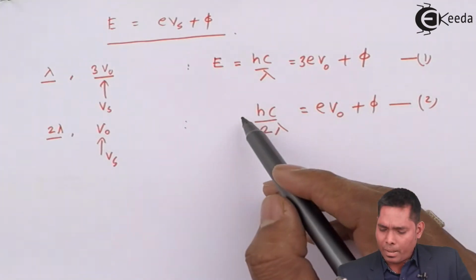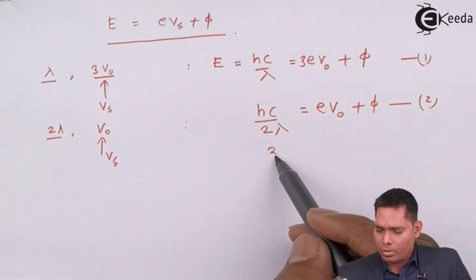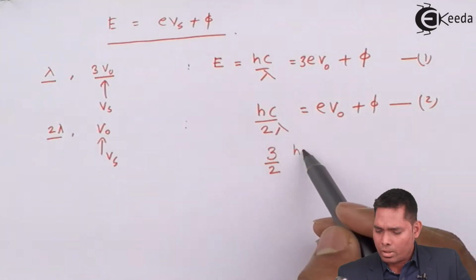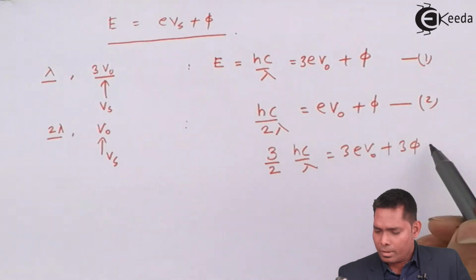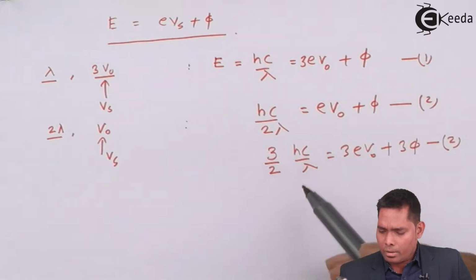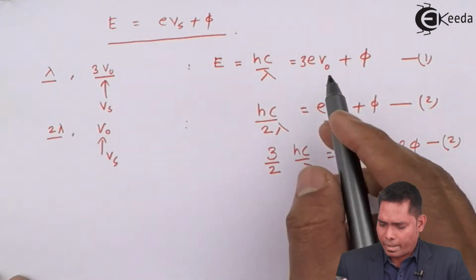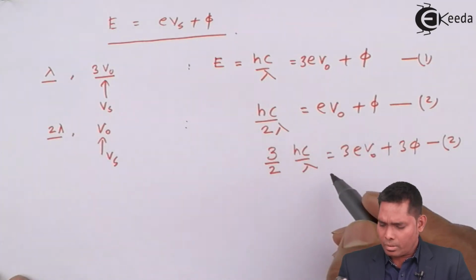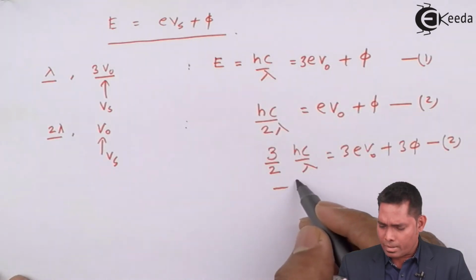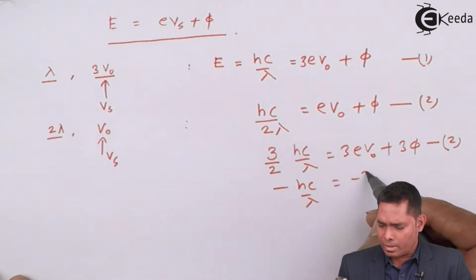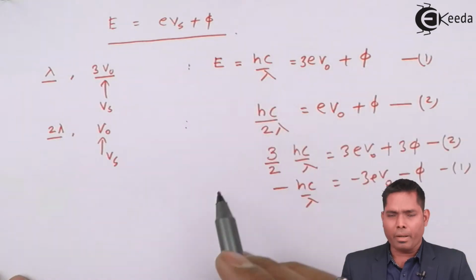So if I multiply 3 in this equation, then this will become 3 by 2 hc over lambda equals 3 eV naught plus 3 phi. This is equation number 2, and that is 1. So this minus equation number 1, if I write the negative of this equation: minus hc over lambda equals minus 3 eV naught minus phi. This is equation 1 multiplied by minus 1.